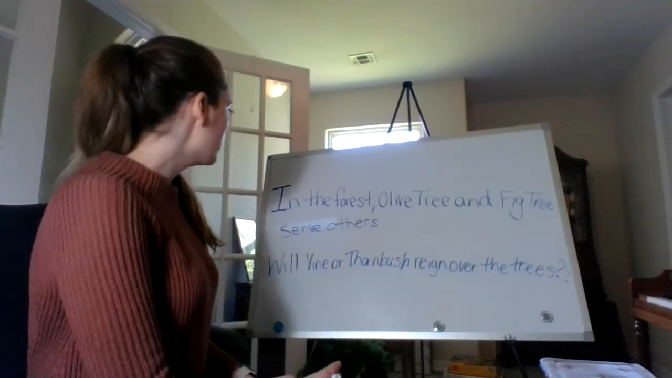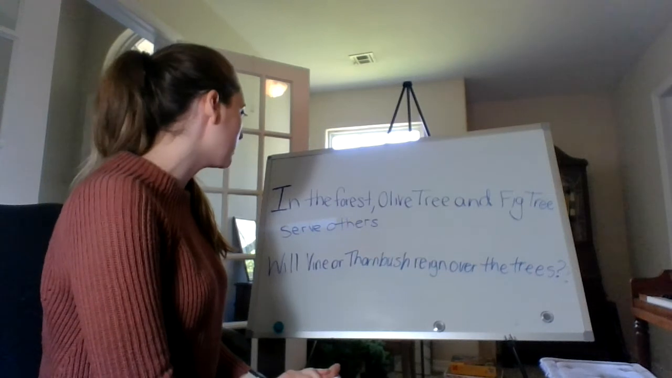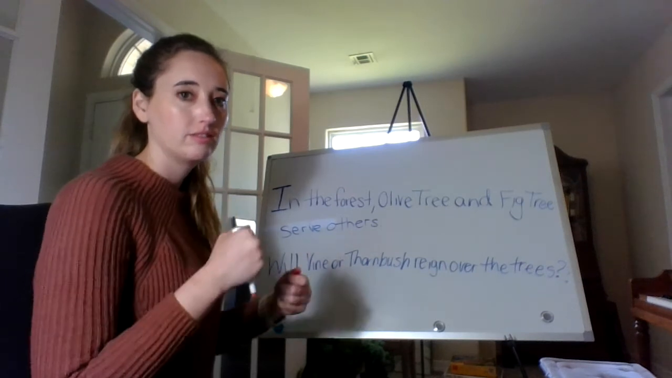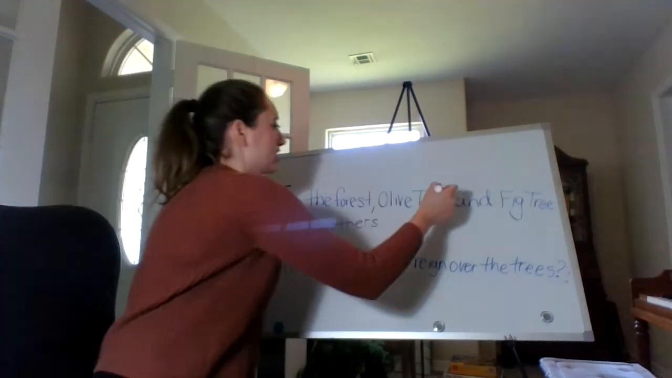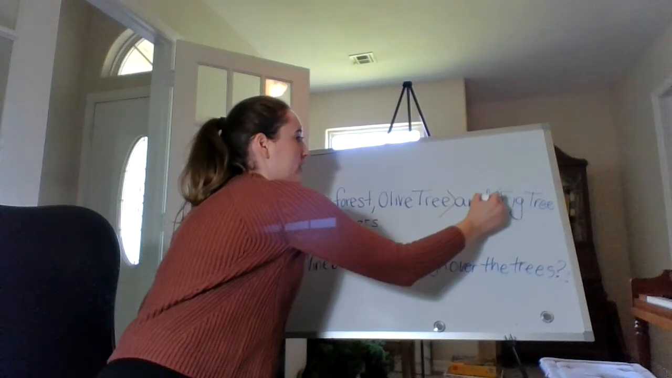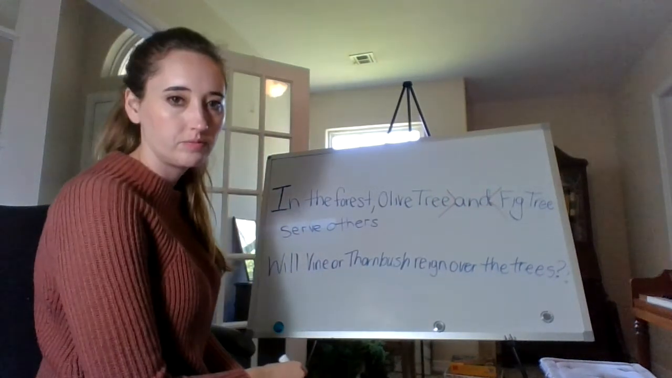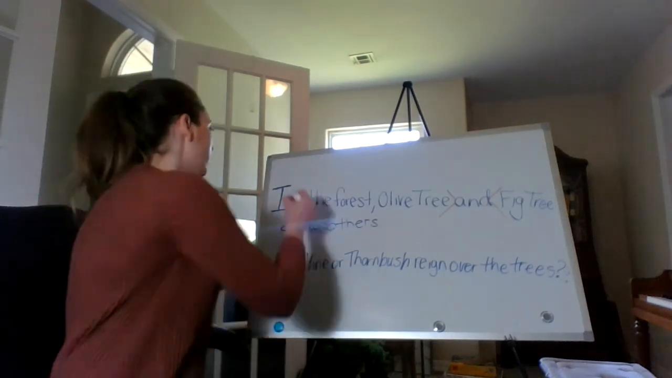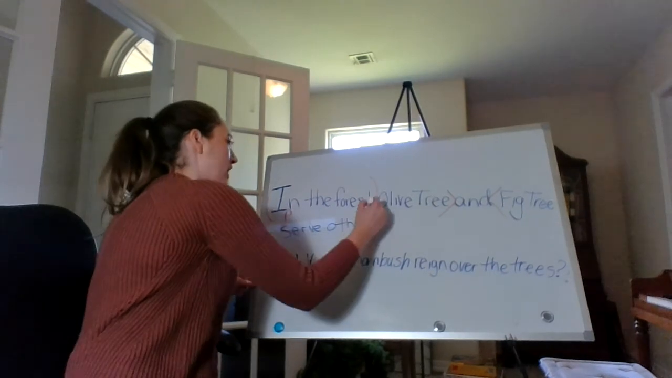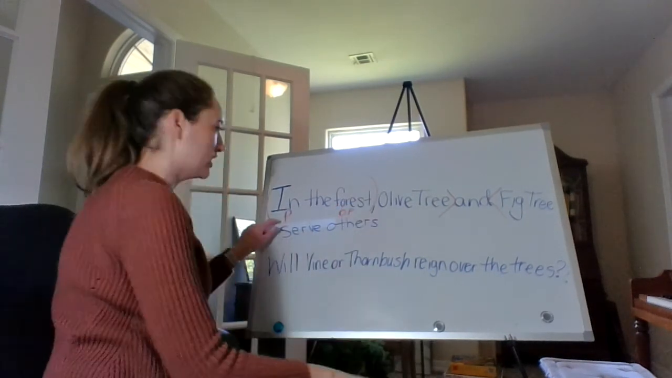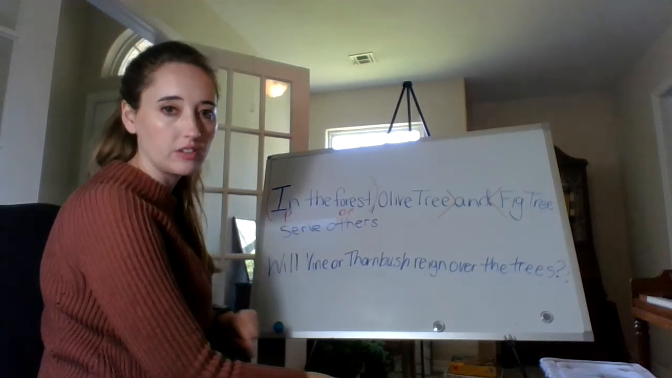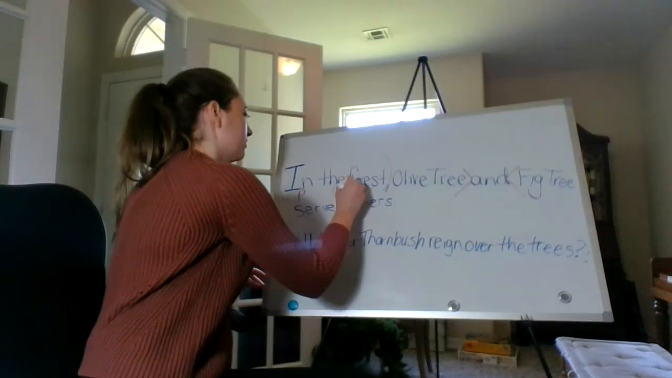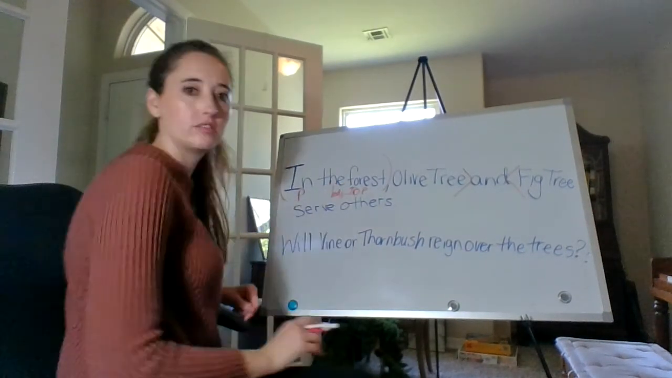Okay, let's read the first sentence. It says, in the forest, Olive Tree and Fig Tree serve others. Now, are there any conjunctions? Yes, and is a conjunction. We put our wings on and to show the conjunction. Are there any prepositional phrases? Yes, in the forest is a prepositional phrase. In is one of our prepositions. Forest is an object of the preposition. The is an adjective. Okay?